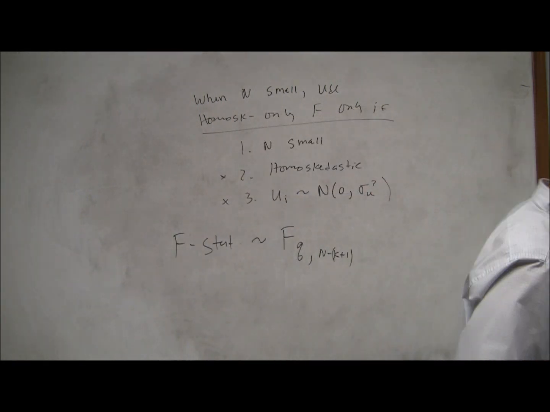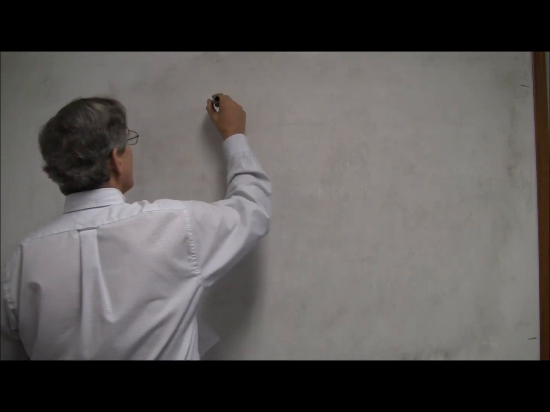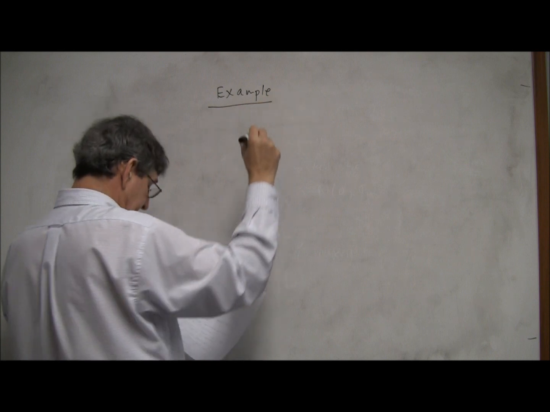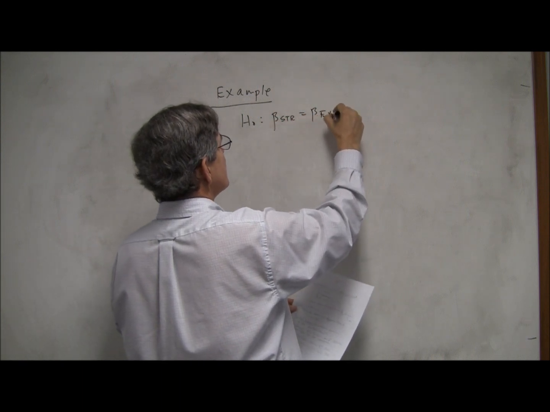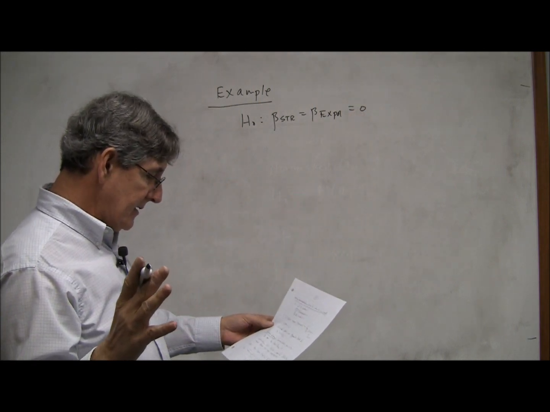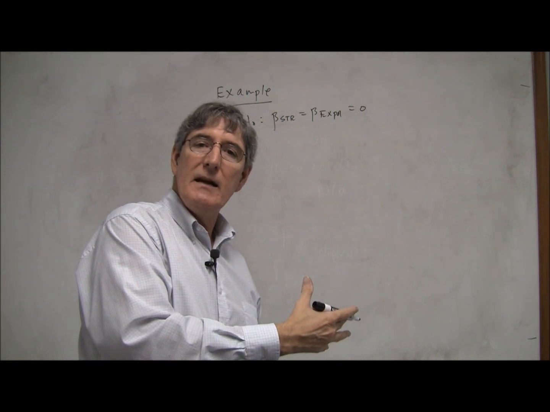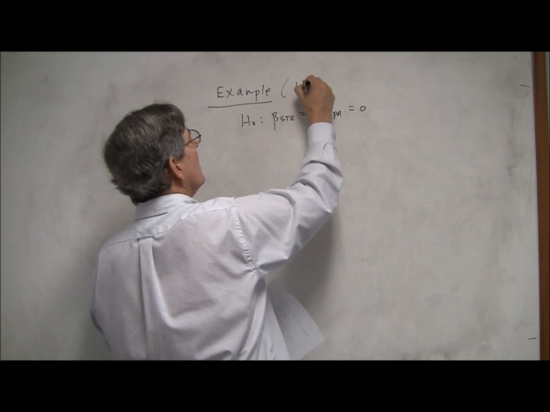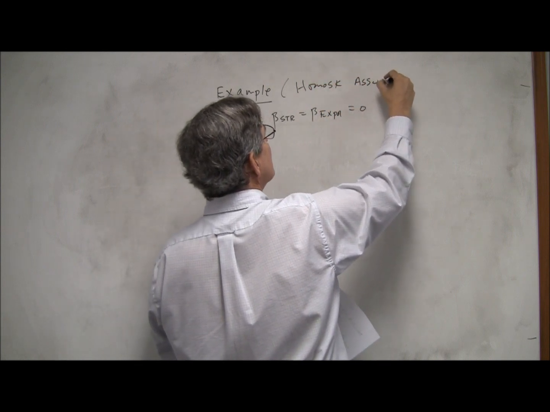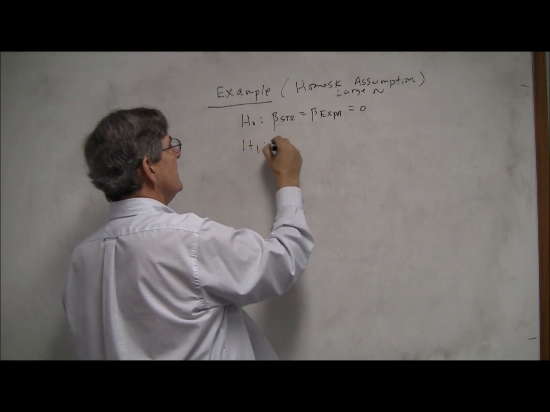Let's do the test score example and see what we can see. So going back to our example, our null is beta STR equals beta expenditures equals 0. We already did this with the heteroscedastic robust test. That's when we got the 5.43. That was under heteroscedasticity, and we used the heteroscedastic robust F. Now we're assuming homoscedasticity, so this is the example with the homoscedasticity assumption and large n. The alternative is at least 1 is not 0.